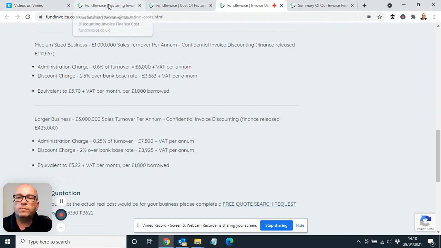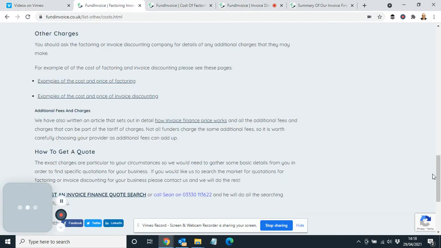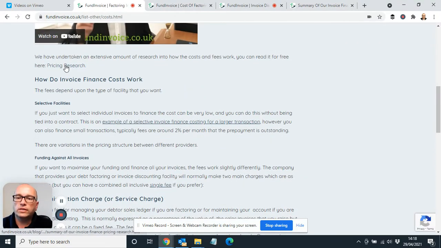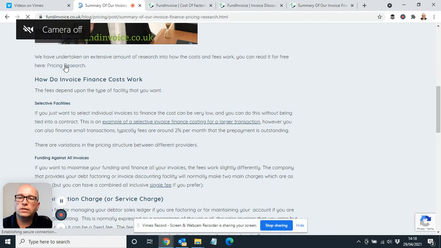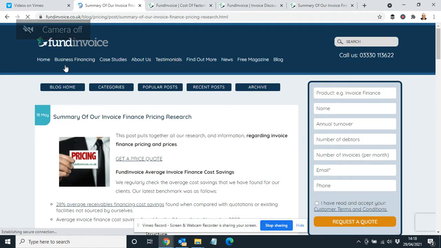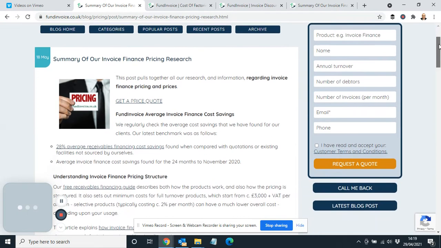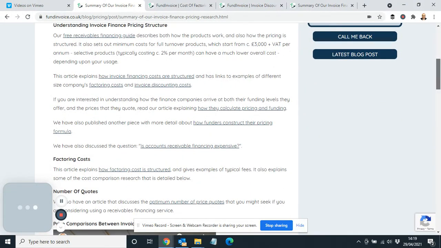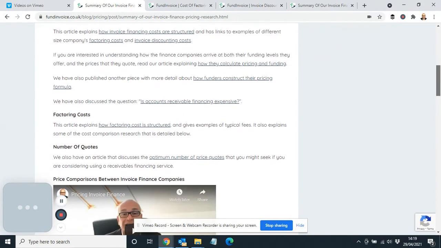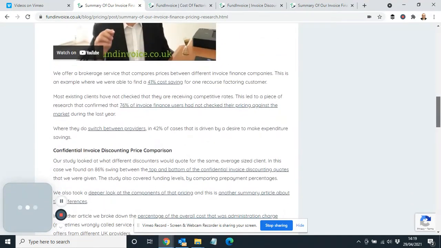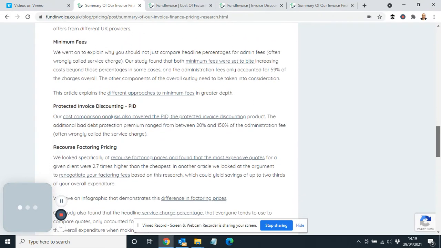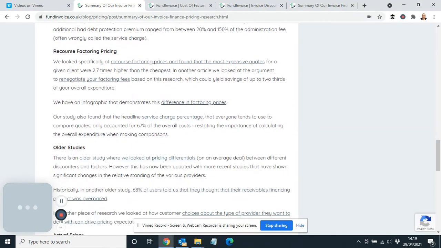Going back to that first page that we were looking at, you'll find a link on here to the pricing research that we've conducted. Now this will also be something that you might want to look at if you're thinking of getting an invoice finance or factoring facility. We've done a lot of studies comparing prices between different providers, and you'll see links to all of them on this page. I just want to draw your attention to one down here which gives you an example of why you should be looking across the market to find the best pricing, and that is here.